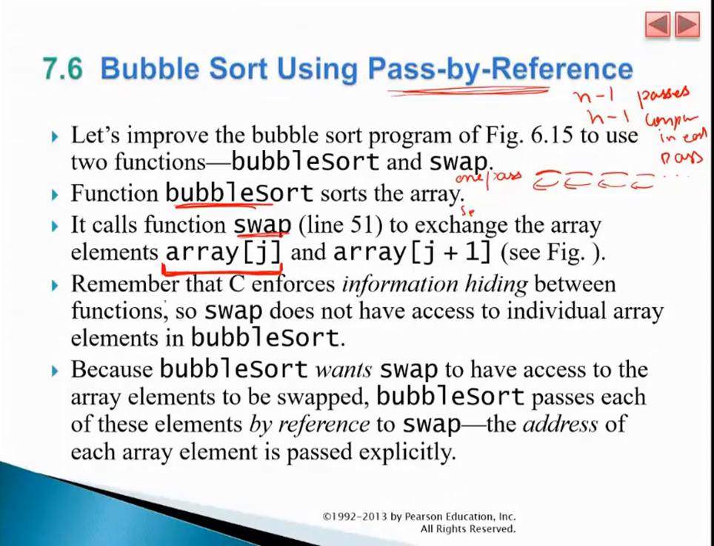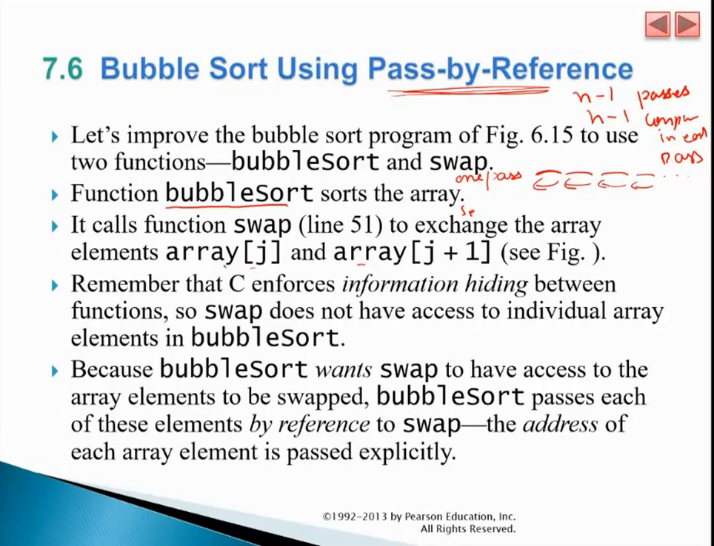So now what we will do, we will make two functions, bubble sort function and swap function. So bubble sort function will actually call swap function. What swap function will do, actually swap function will exchange the consecutive elements if required, depending upon the condition.